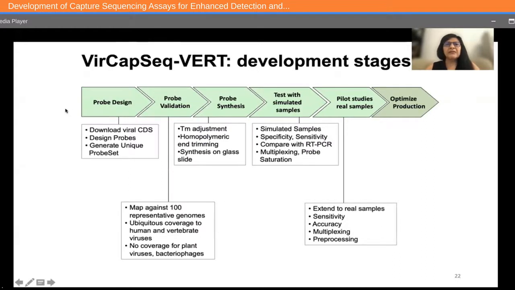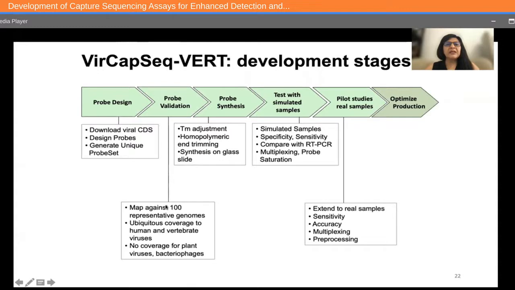So this slide here shows the design process and the validation process for the Vir-Cap-seq Vertebrate assay. First, the probes were designed, and in order to design the probes, we downloaded all the viral coding sequences from the EMBL database. We designed the probes, and from there we designed a unique probe set.